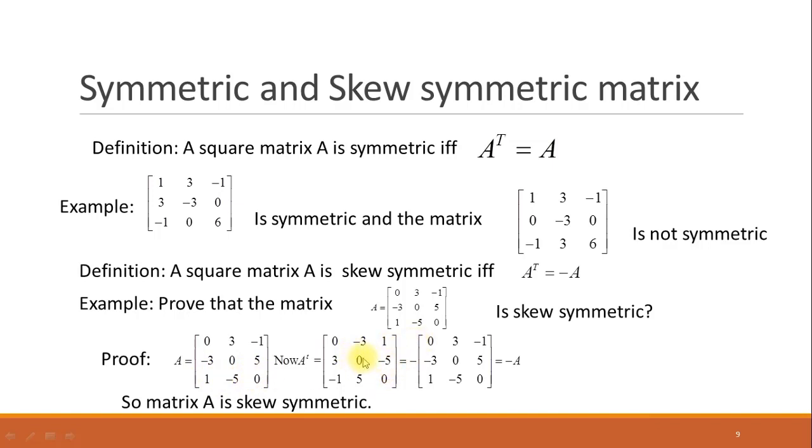And now taking a common minus from this matrix, we get minus of 0, 3, minus 1; minus 3, 0, 5; and 1, minus 5, 0, which is equal to minus A. So A transpose is equal to minus A. So this matrix is skew symmetric.